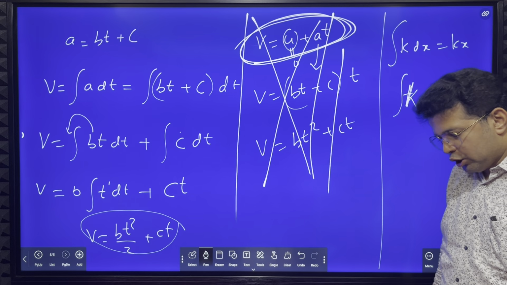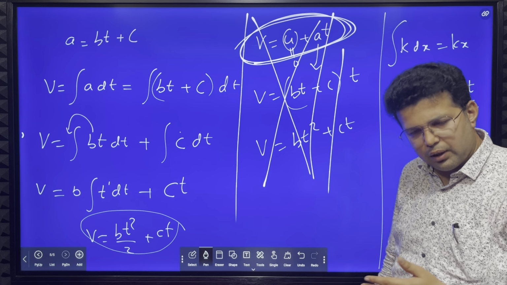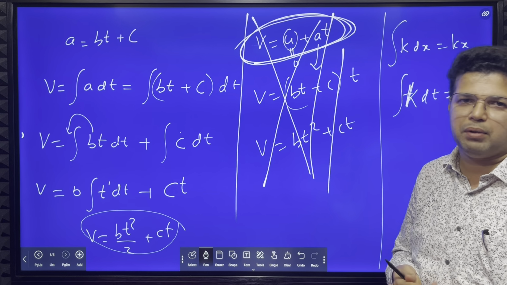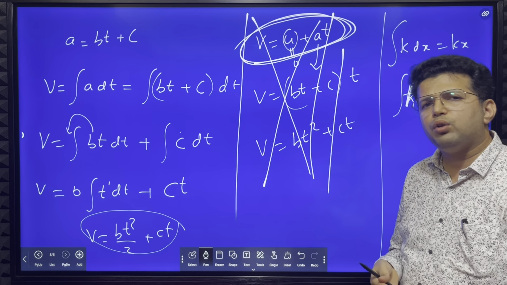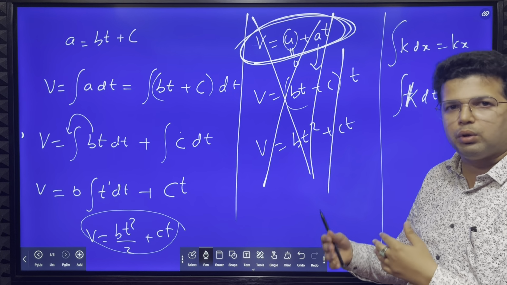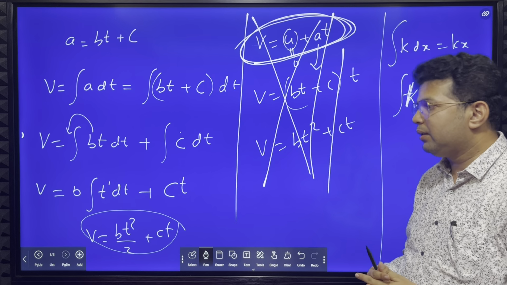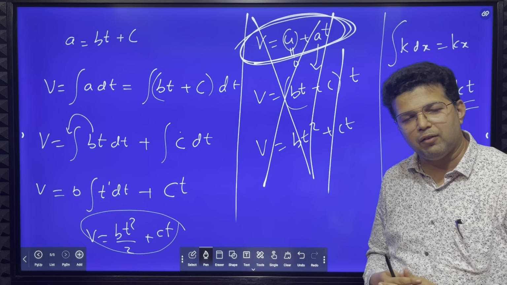Okay. So these last two lectures, the basic formulas of differentiation and the basic formulas of integration, you observe one or two times, try to understand, and make notes, which will be very, very helpful for you.